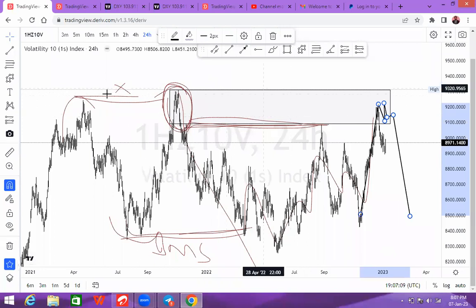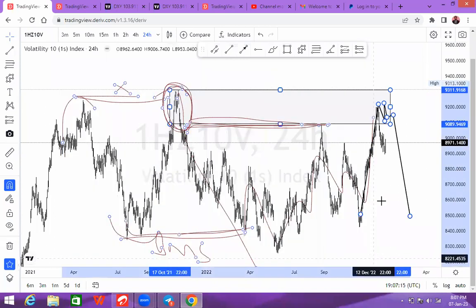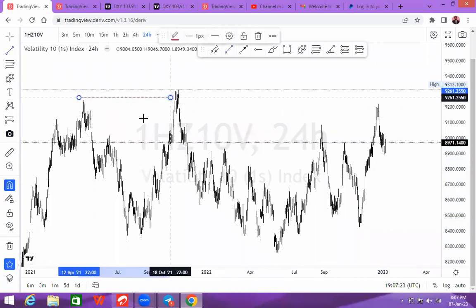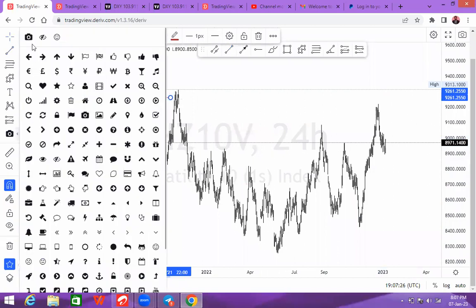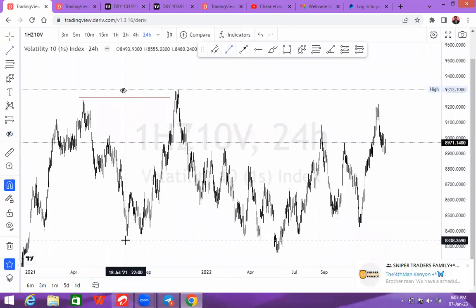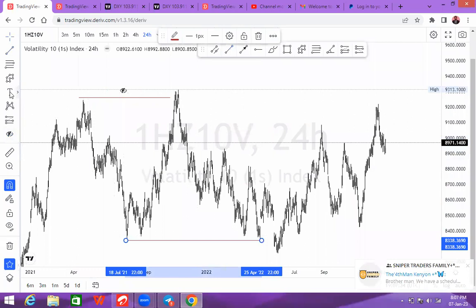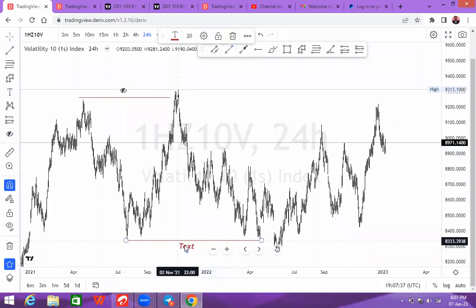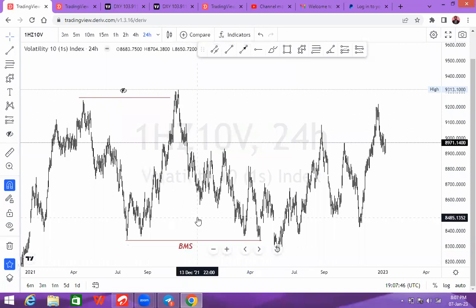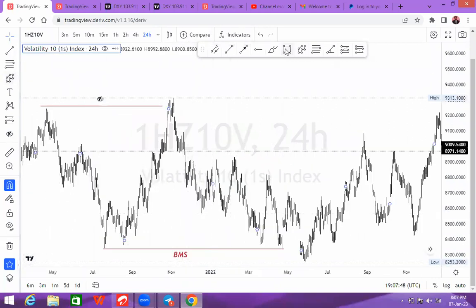So since I know this was my potential area of interest, what was I looking at? Let me remove all of this so that I can mark it up properly, what I saw and what I was expecting. Price gave us all of this sweep, and then there was a break in market structure. I'll annotate this so that you can have access to it. There was a break in market structure to the downside. So I was expecting price to come back to all of this.